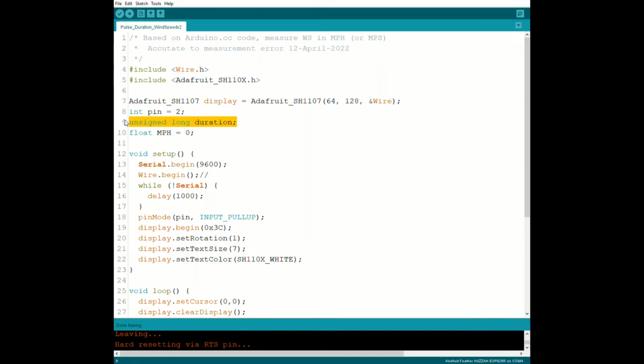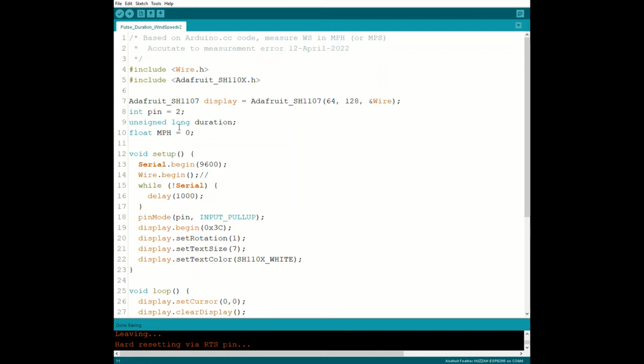The next thing I did is I had to make the duration an unsigned long. Even though the duration is milliseconds, it will be compared to millis, M-I-L-L-I-S, which can be many thousands or millions of seconds. So you have to use the unsigned long duration as well. Float, because I want to use decimals for the lower speed measurements specifically. So I use float, set that MPH, miles per hour, and I initially set that to 0.